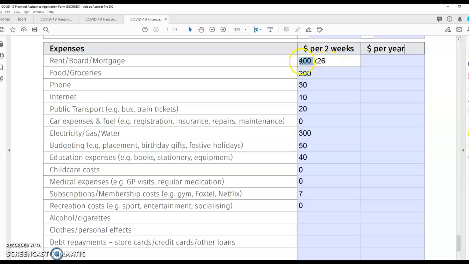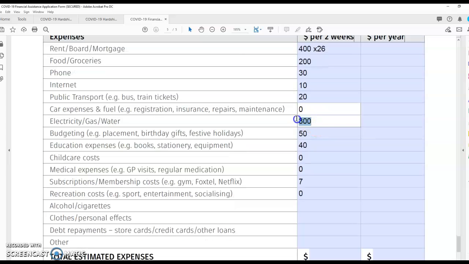Think honestly about how much rent you pay per week and then times it by 2 and put the cost here. Then think about how much you spend on your food and groceries, your phone bill, your internet, your tickets for the bus. If you have a car, things like registration, insurance, and maintenance, electricity and gas. This could be included in your rent. That depends on your rental agreement. If it's included in your rent, you put 0. But if your landlord actually charges you extra costs to pay for electricity, gas, or water, then you would put that cost here.